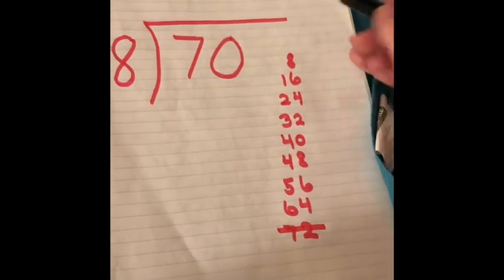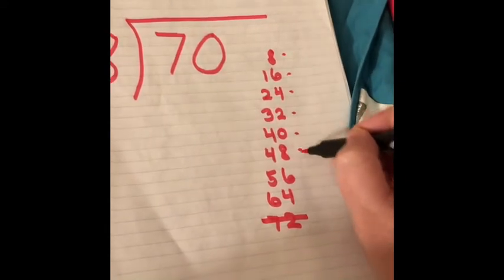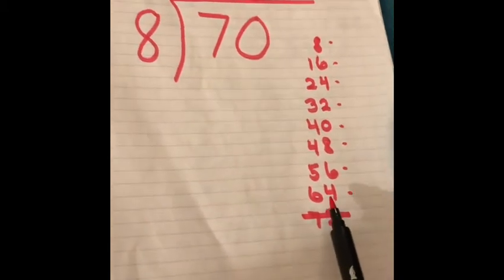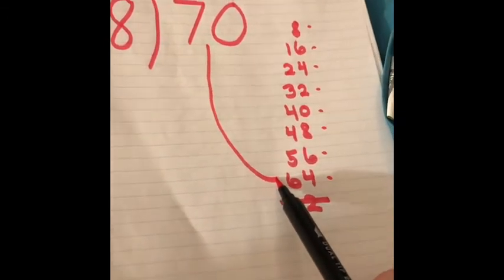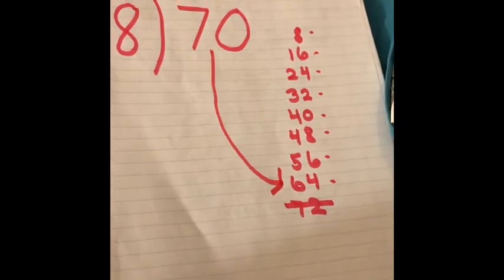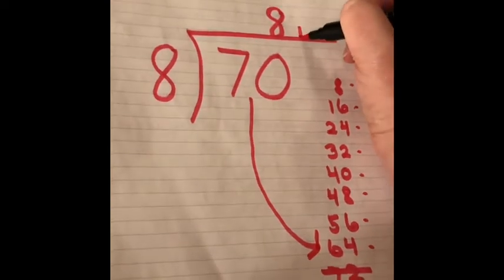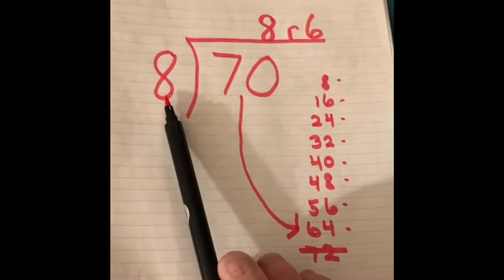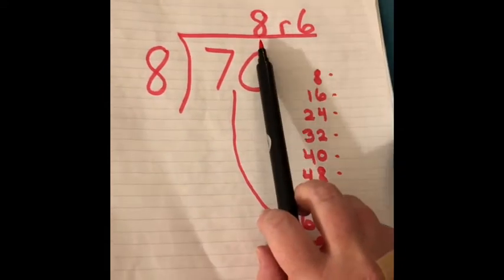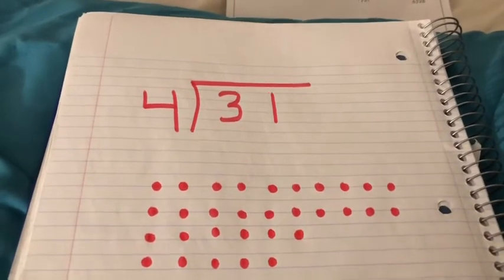How many times were we able to get the number 8 in there? 1, 2, 3, 4, 5, 6, 7, 8. But that only got us to 64. So we've got some leftovers between 70 and 64. What's the difference between 70 and 64? 6. So we have a remainder of 6. So what that means is the number 8 will fit inside of 70 8 times with 6 steps left to go. Let's try the next one, and if you're totally confused, that's okay.